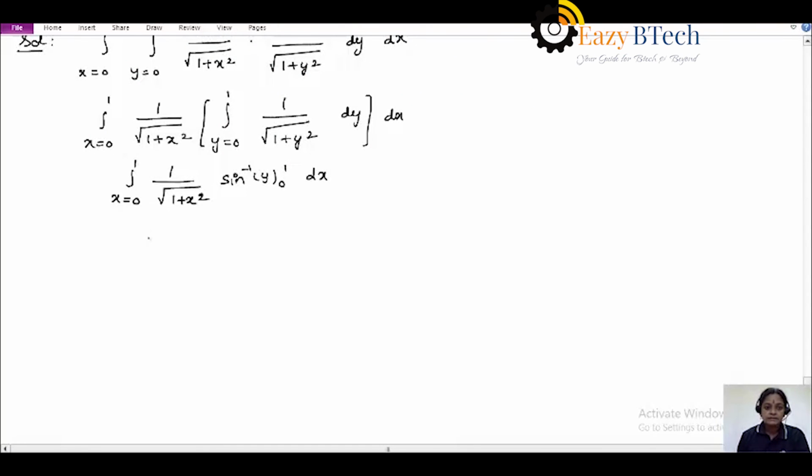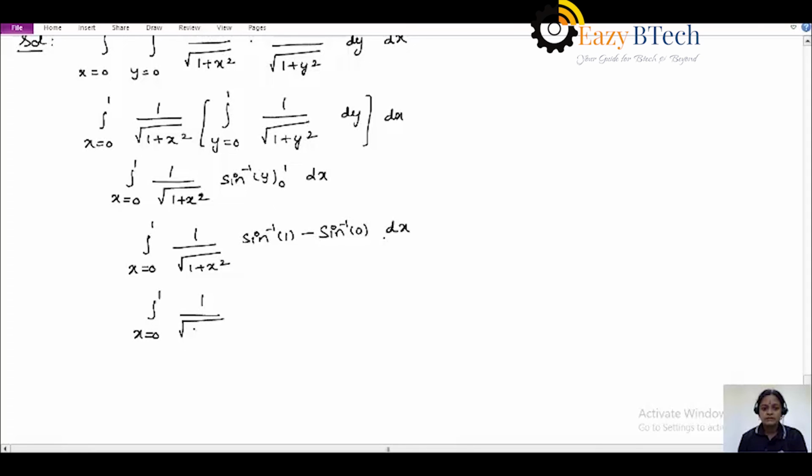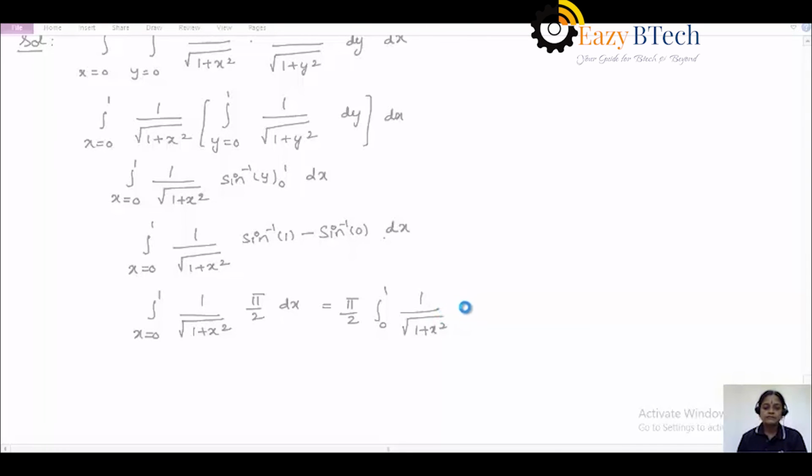Okay, and integral x is equal to 0 to 1, and 1 by root of 1 plus x square is as it is, and then sine inverse 1 minus sine inverse 0, and again into dx. Only y is completed here. Then integral x is equal to 0 to 1, 1 by root of 1 plus x square, sine inverse 1 is nothing but pi by 2, dx. So pi by 2 is common, and 0 to 1, 1 by root of 1 plus x square, and dx is to be written here.